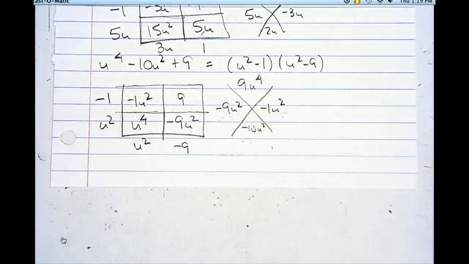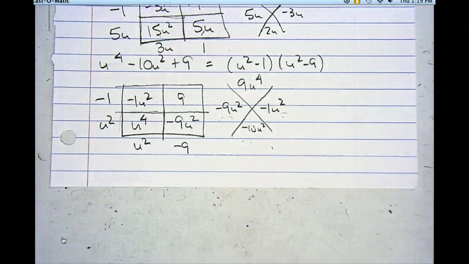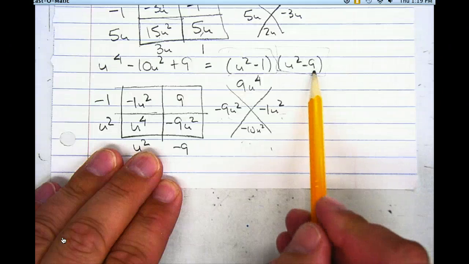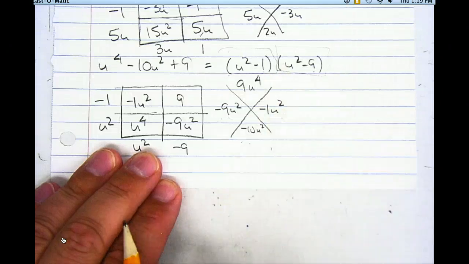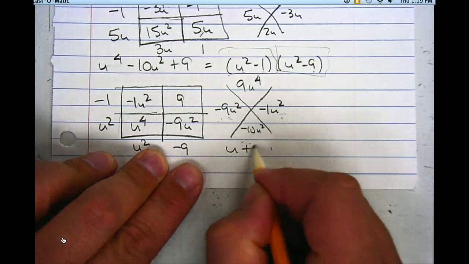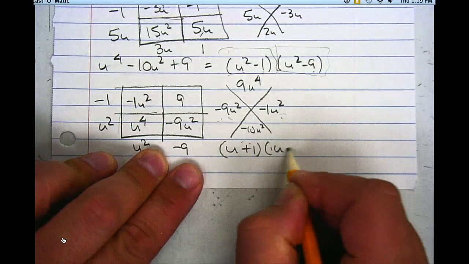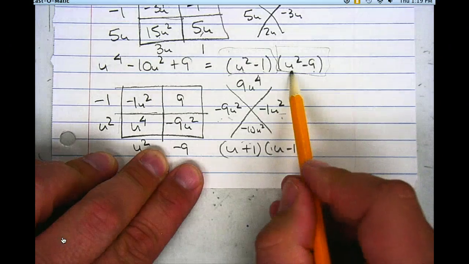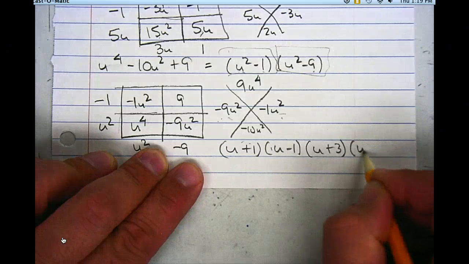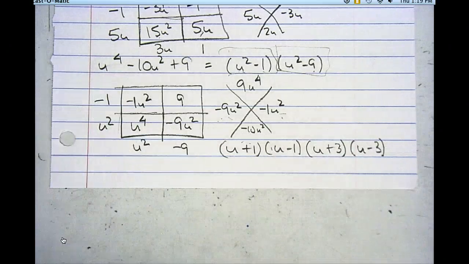Now, most of the time you'd think you're done with that, but this one's a little bit different. If you notice, both of these are differences of squares because 9 is a perfect square and so is 1. So to factor this little piece, it's going to be u plus 1 times u minus 1. And to factor this little piece, it's going to be u plus 3 times u minus 3.